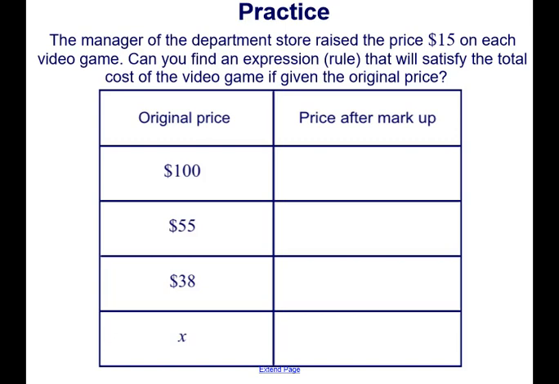Let's practice some more here. Now we have a scenario going with the table and the input and output and rule values. The manager of the department store raised the price $15 on each video game. Can you find an expression or rule that will satisfy the total cost of the video game if given the original price? So here we're using the table values. We have to fill in the table values first based on the scenario, and then try to come up with a rule of how the input and output are related.